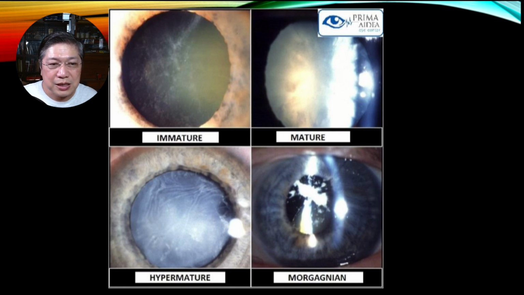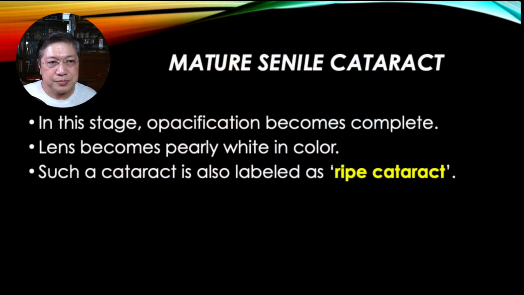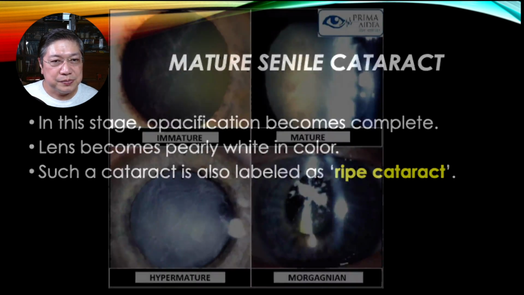Mature usually does not. Hypermature is when it becomes white. We'll show you pictures of that later. And Morgagnians. Now, a mature cataract is a complete opacification. So everything is now opaque and the lens becomes pearly white, and such a cataract could also be labeled as a ripe cataract, again because of the propensity of a lot of doctors to describe cataracts like they describe fruits.